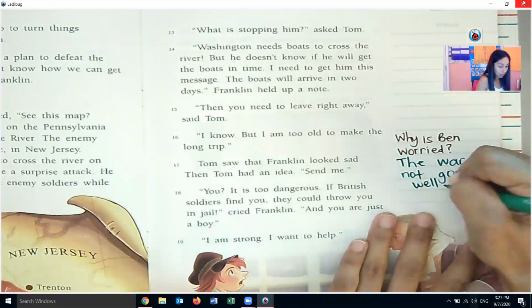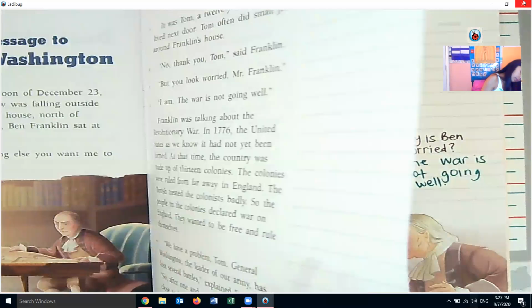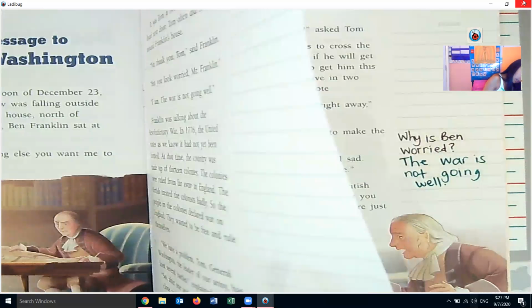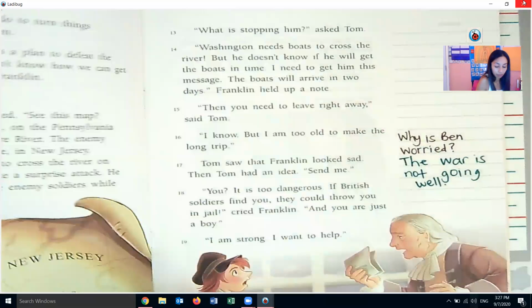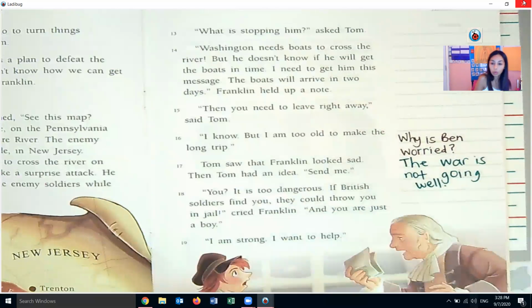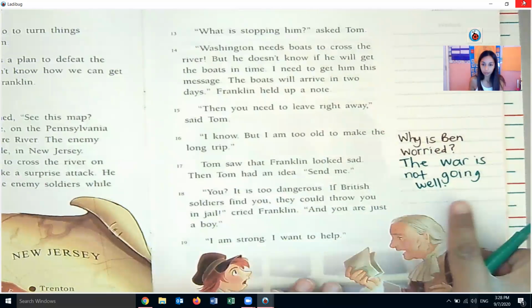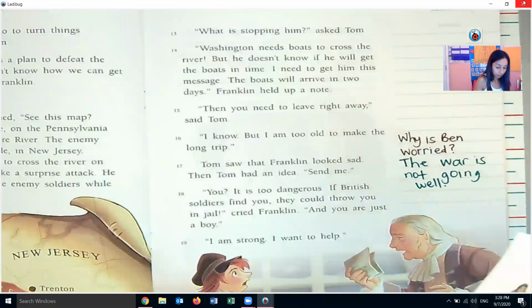So then they had mentioned that they had lost several battles. So yep, definitely not going well. The war is not going well. So that's our annotation from here.